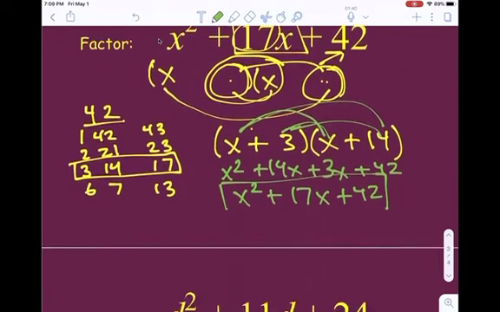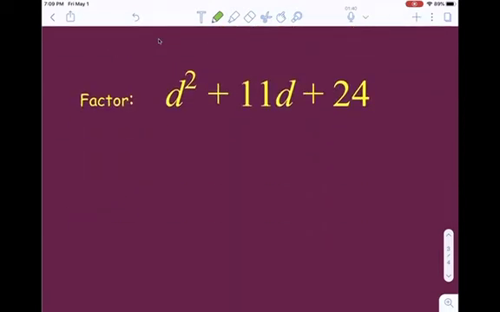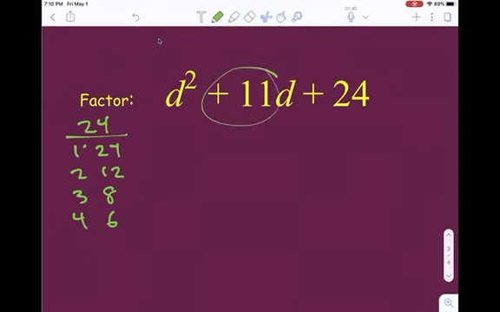Let's try another one. All right, d squared plus 11d plus 24. We're going to start the way we did before. I'm going to keep it on the screen, and we're going to find factors of 24. So we've got 1 and 24, 2 and 12, 3 and 8, 4 and 6, and then that's it. The others are just 6 and 4, 8 and 3, and like I said, we don't need to rewrite these. Not only do I want these factors to multiply to give me 24, but I want to pick the pair of factors that adds together and gives me positive 11.